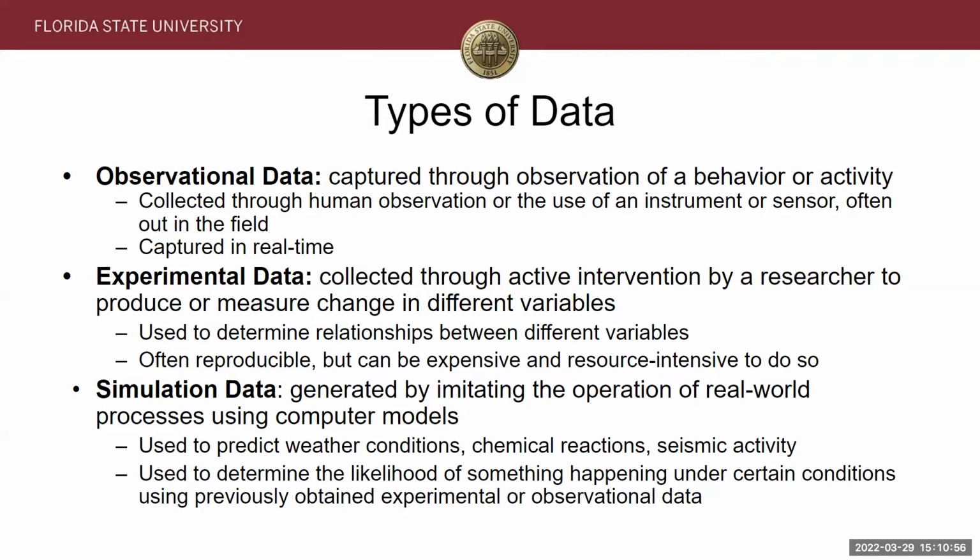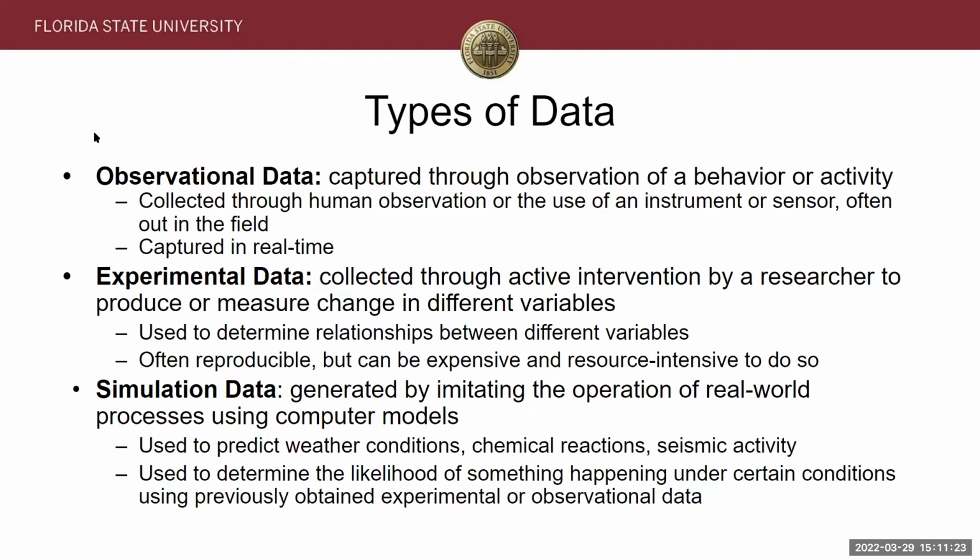This is observational data. Whereas with observational data you're just letting something happen, and you're not usually intervening in any way, experimental data is collected through active intervention by a researcher to produce or measure changes in different variables and to determine relationships between those variables.